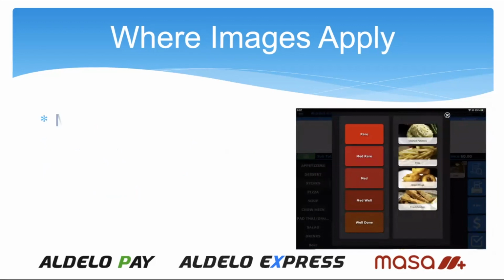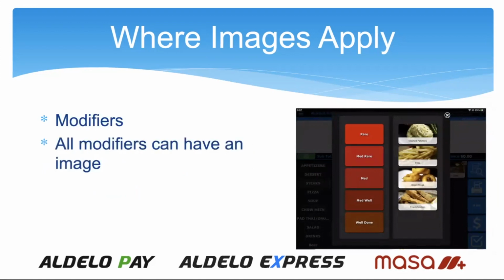Another along that same line, modifiers. All the modifiers can have an image. This also attracts the eye of the operator and brings a little more speed of service. Even our modifiers modifying a modifier, sub-modifiers, can have an image. So sub-modifiers as well as modifiers can have images, and you really should sprinkle some of those into your demo to bring more life to it.